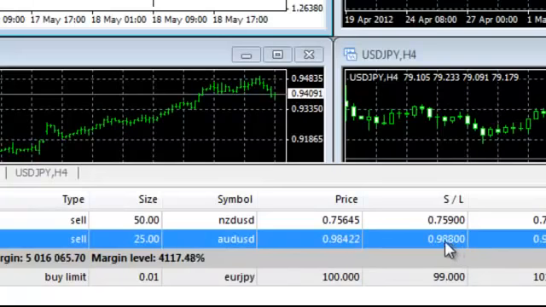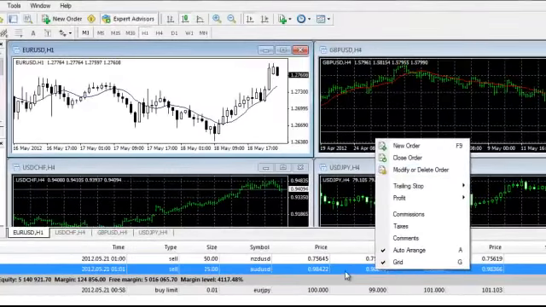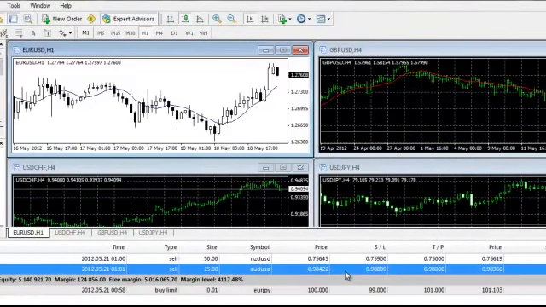why does it still say 98.80? It didn't change. Okay, so for some reason it didn't change. So here's what we're going to do. We're going to now modify the order. Okay, so if I would say move your stop to so and so, you click on the pair, you highlight the pair you want to make the change.